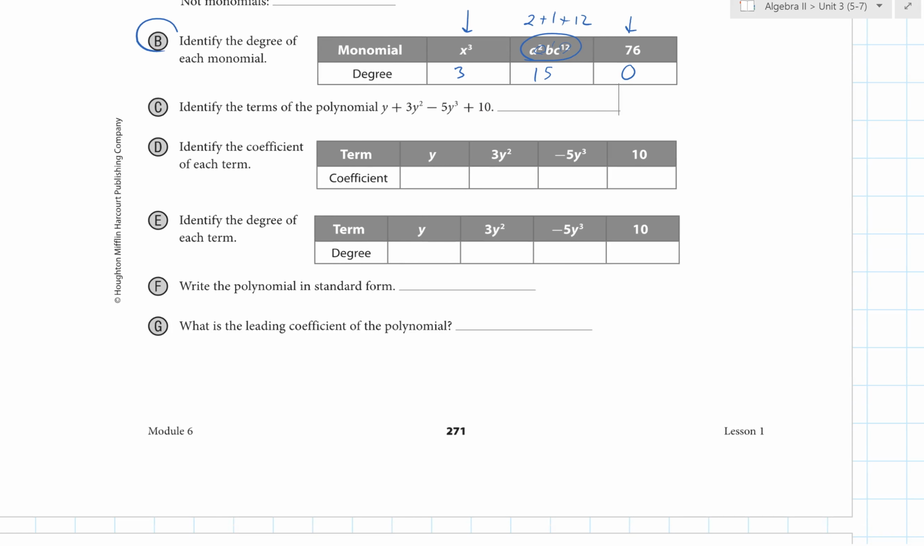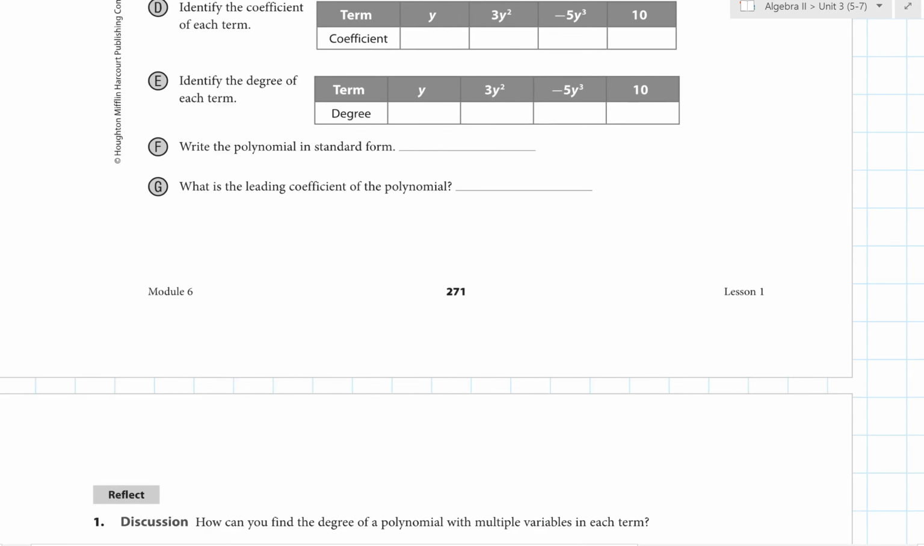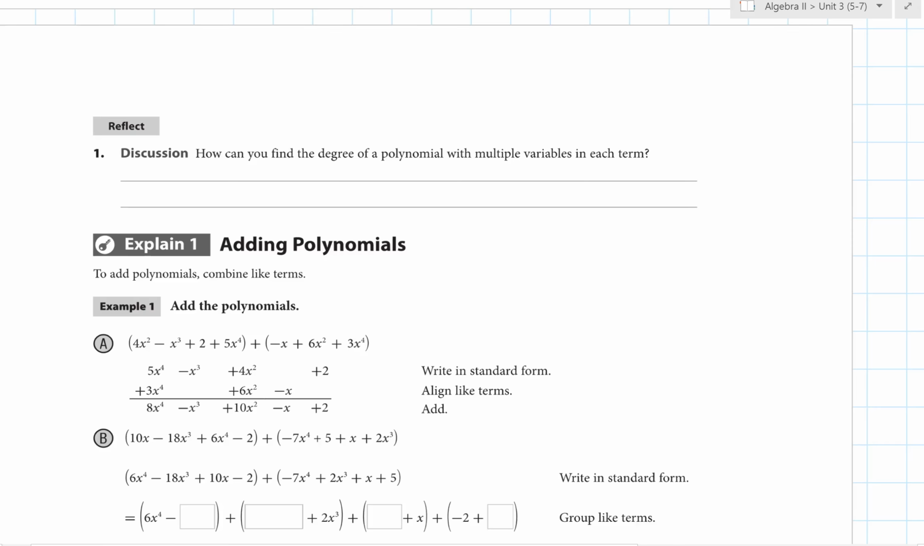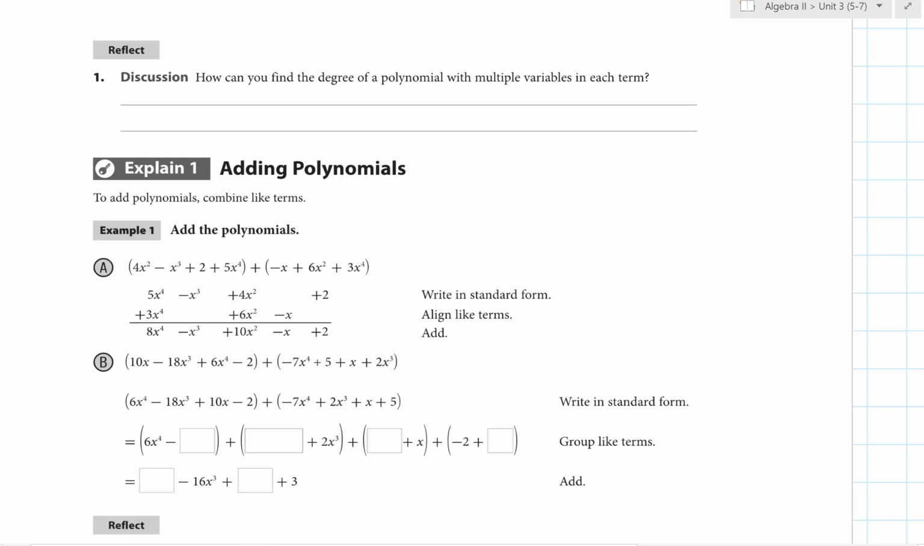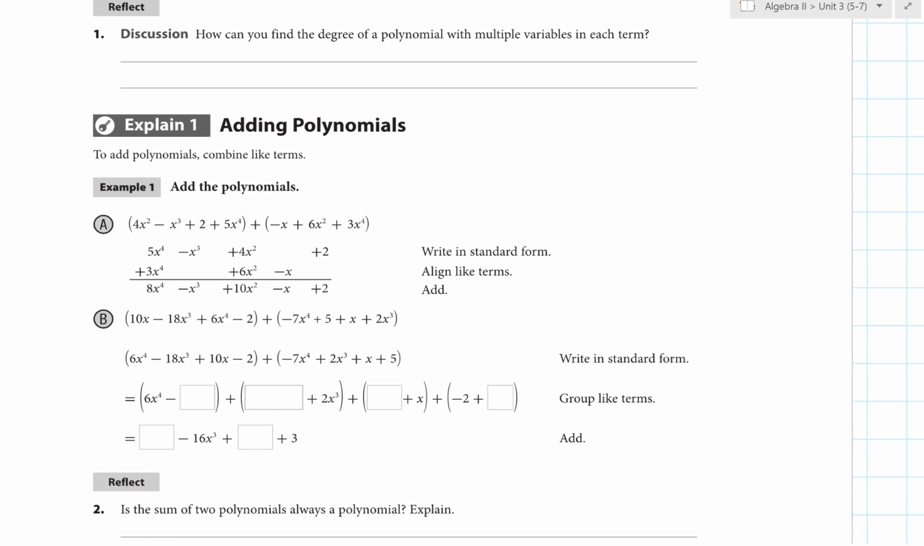Okay, and then let's go ahead and jump down to page 272. And so this lesson is on adding polynomials. And so when we add polynomials, all we do is we add the terms that have the same power. And so here let's start with the highest power first. So we have 5x to the 4th and 3x to the 4th. So when we add those together here, we get 8x to the 4th.